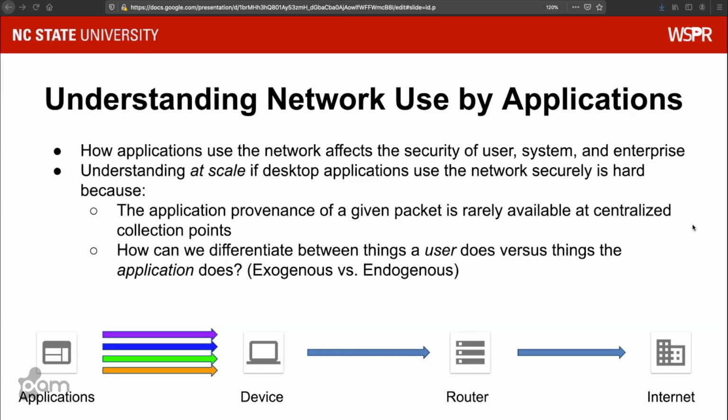And our second challenge is that we need to be able to differentiate between the things a user does versus the things the application does. We call this exogenous versus endogenous traffic. This is a term we borrow from biology, where exogenous would be something that comes from outside of some organism, where endogenous would be something that comes from within.